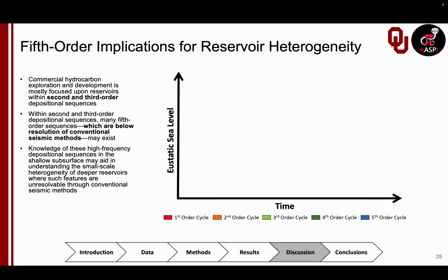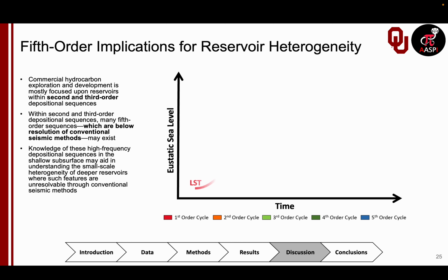So what does this mean? What implications does this have? Well, commercially, hydrocarbon production is mostly focused upon reservoirs which were deposited within second and or third order depositional sequences. So here's where it is important to really understand the hierarchy and superimposition of these sequences and sea level cycles.